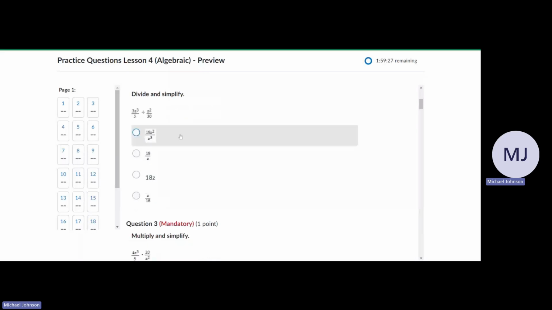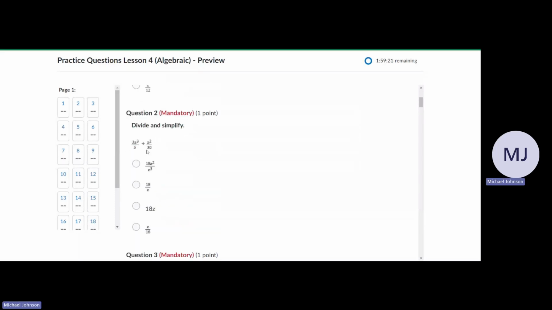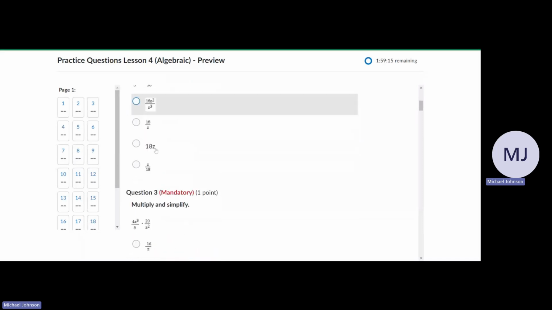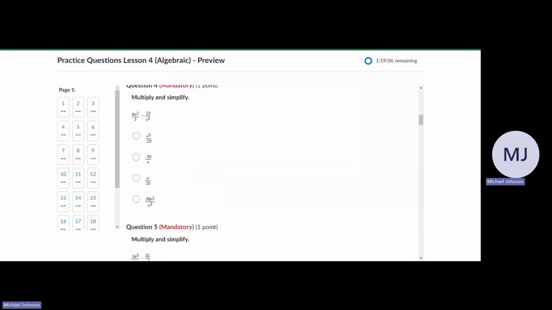So to cross things out and make things smaller. So like here, 5 times 30 is 150. So then do 3 divided by 150. The simplified version would be 1 over 50. Multiply and simplify, multiply the tops together here, multiply the bottoms together, and then cross things out and simplify it. Here, multiply and simplify, multiply the tops, multiply the bottoms, and simplify.